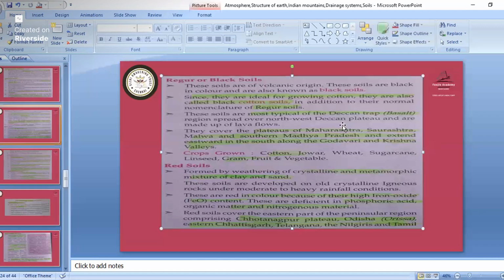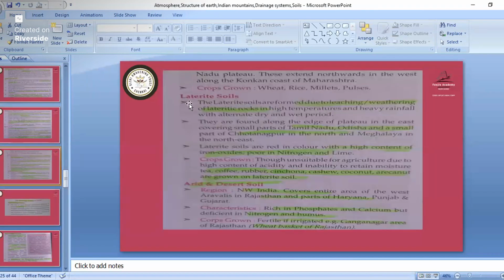And this red soil is found mostly in all that seaside area: Odisha, Nilgiri, Tamil Nadu. All that area you will be finding red soil. And now we will see the laterite soil. Laterite soils are formed due to leaching. So if they ask about soil formed due to leaching or weathering, that is laterite soil.